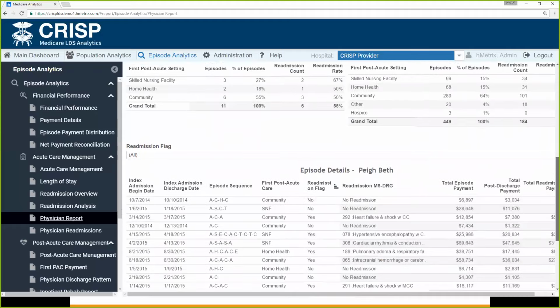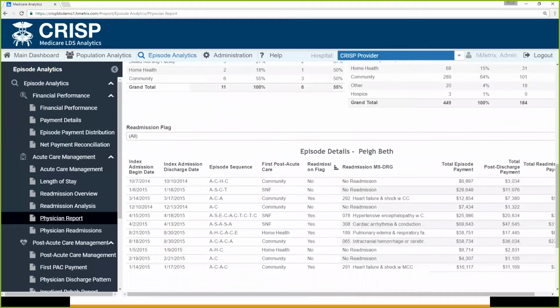And then down below, we have the table that lists all of Dr. Beth's episodes. This gives you the index admission date, the discharge date, and the episode sequence, which tells you in a short-form way what happened to the patient during the episode. For instance, this is saying that they started at a hospital, that's A, acute care, they went to the community, C, then they went to home health, and then they went back to the community.